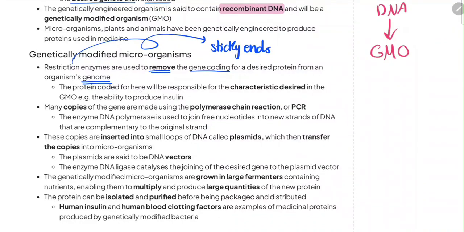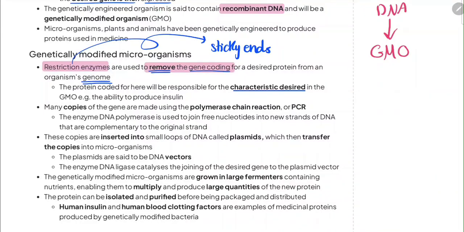The protein coded for here will be responsible for the characteristics desired in the genetically modified organism. For example, the ability to produce insulin. We have some kind of rat, and this rat is missing the ability to produce insulin. So we can let it produce insulin if we introduce a gene that we got by the restriction enzymes, of course, that's going to remove the gene coding for the desired protein. I hope you guys got this concept, but we still haven't gotten started yet. We've got lots to do.